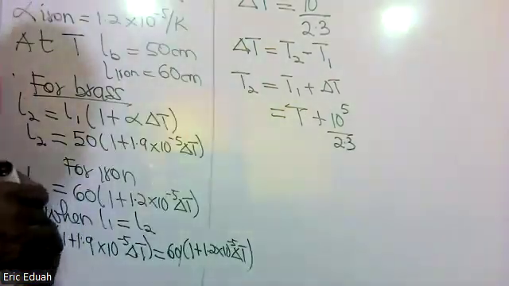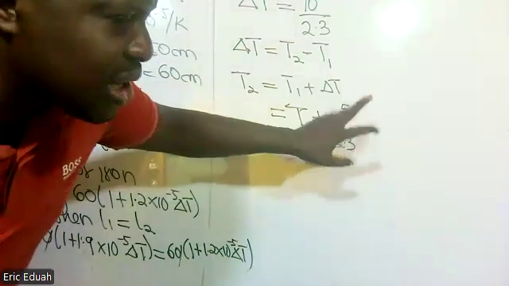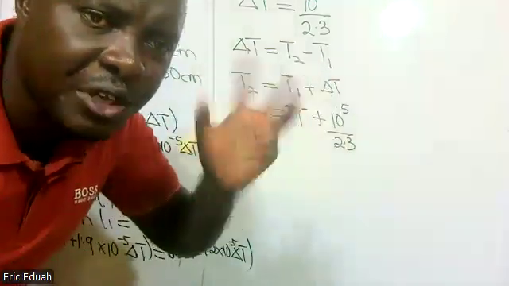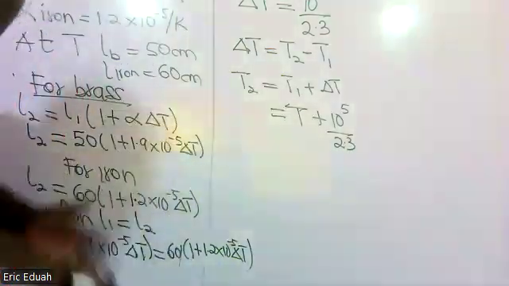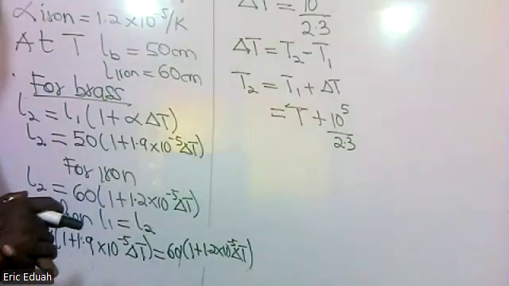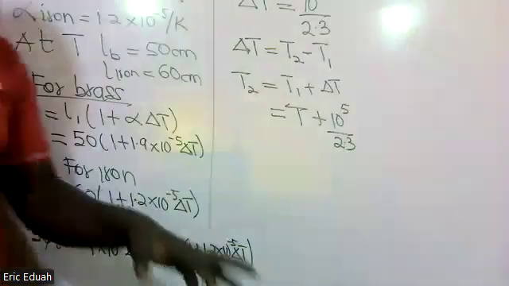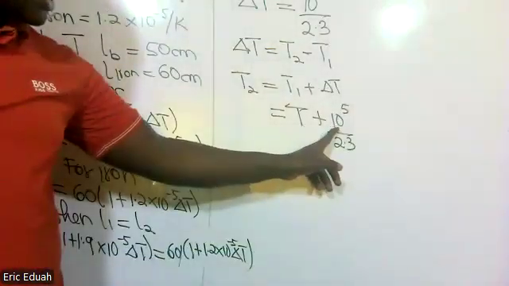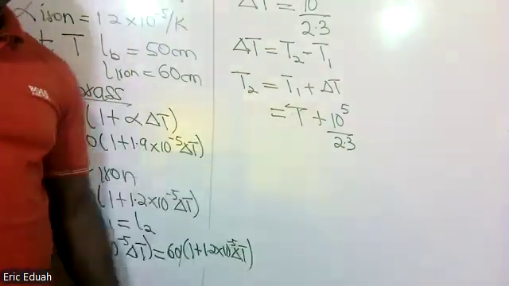Some of you expressed it as a whole number, I think it was 40,000 something. But the answer presented in the book is this. It actually wasn't a very difficult question. Either you leave your answer in this form, or, as some of you did, divide 10 to the power 5 by 2.3 and then add that to T.